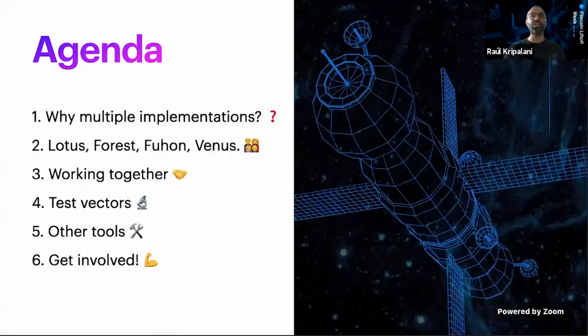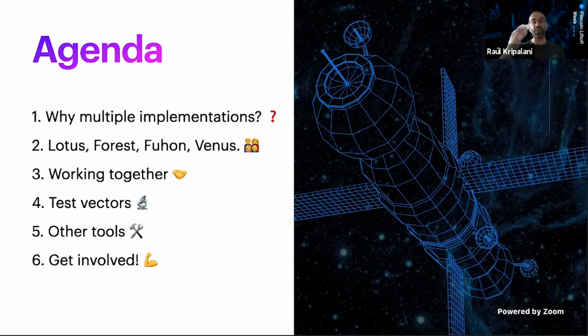So our agenda for today is going to be, first of all, I'm going to cover why multiple implementations is important for a decentralized network like Filecoin, and especially for a blockchain. Then I'm going to briefly introduce the 4 implementations. If you have tuned in for earlier sessions in Liftoff week, you will have already heard about these implementations, and you would have heard from the developers themselves. So I'm not really going to focus too much on this.